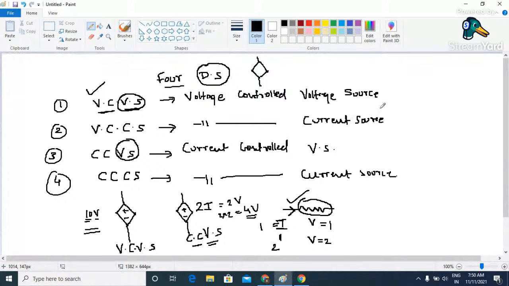In the same way, the same topology we can use for representing the symbol for current sources. Because it is dependent, we need to take a diamond shape, and inside that if we indicate an arrow, this defines that it is a current source. Now again, whether this current source value depends on voltage or on current, depending upon that we may have two different types of current sources.